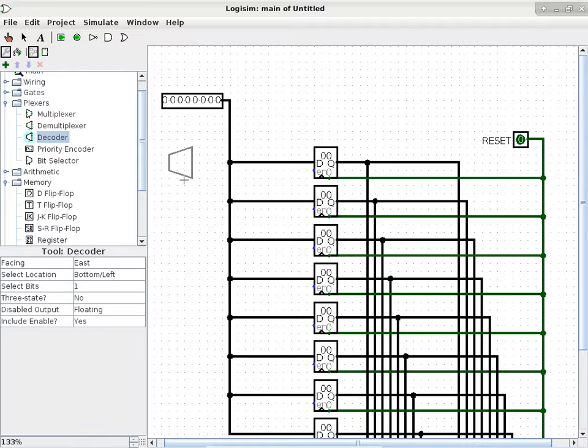So we pick out a decoder and place it here. But remember, we have 8 registers, so we have 3 bits for selection. I will also have to specify the disabled output to be a 0. Include enable, yes. Three-state, no. That's all we need. I'm going to move this one so it aligns a little better with our registers. Here we go. We'll hook up. I think I have enough space to do it. It's just going to be, no, that won't work. That's not going to work.